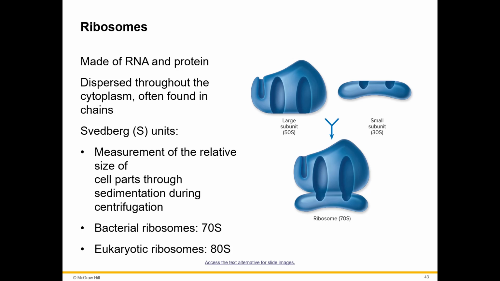Ribosomes. So ribosomes make protein. They're made up of RNA and protein. That's ribosomal RNA is what constitutes a ribosome. And the bacterial ribosome is smaller than the eukaryotic ribosome.